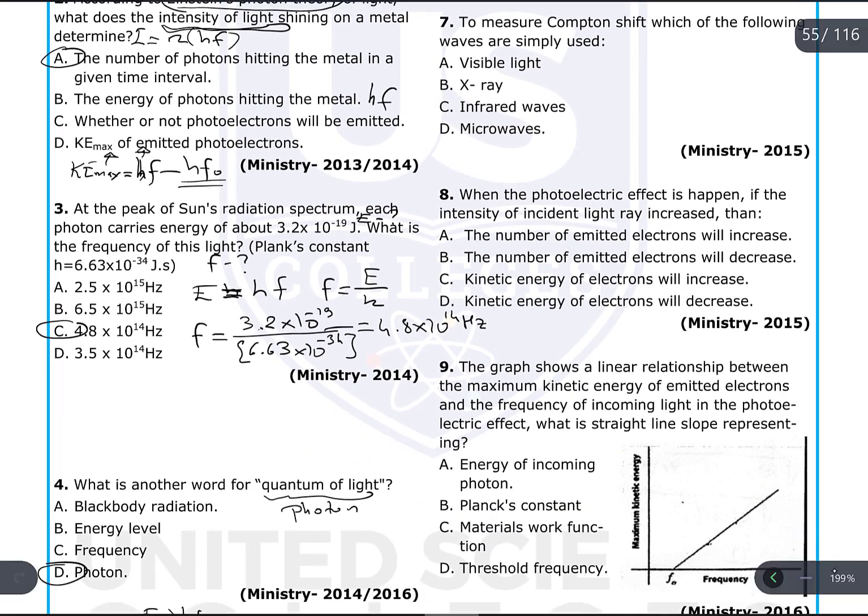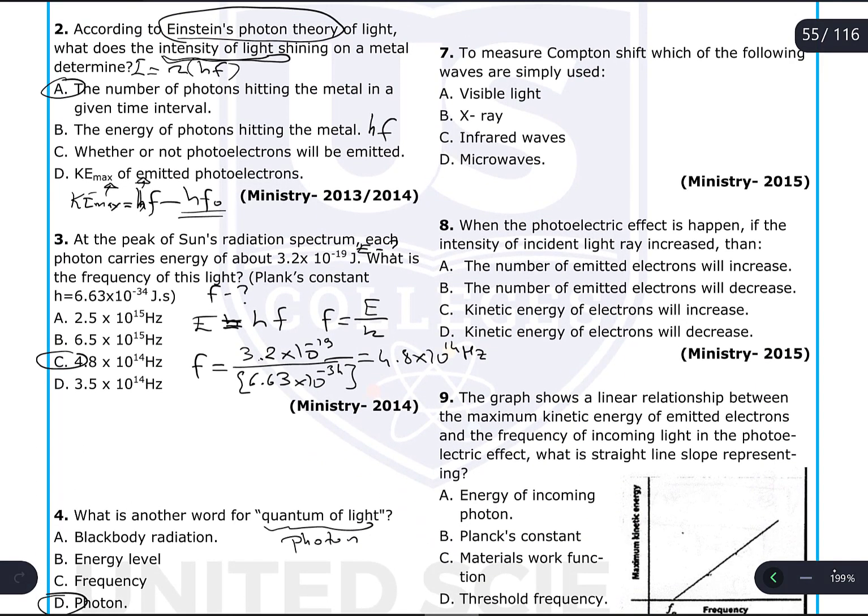Question number 7. To measure the Compton shift, which of the following waves are used? The Compton shift can be observed with very high energy photons. Those photons are X-ray photons. So B, you should use X-ray photons to observe the Compton shift.